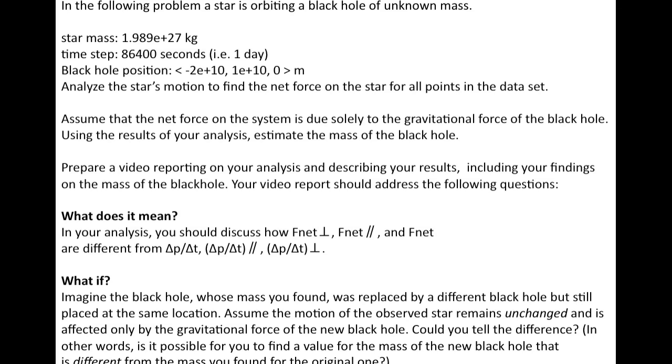The only way you would be able to find a different mass for the black hole is if you had a different mass for the star. As long as the motion and mass of the star stays the same, the mass of the black hole should also stay the same.